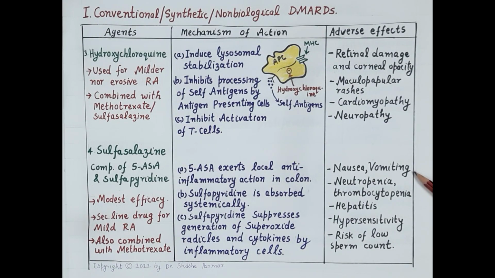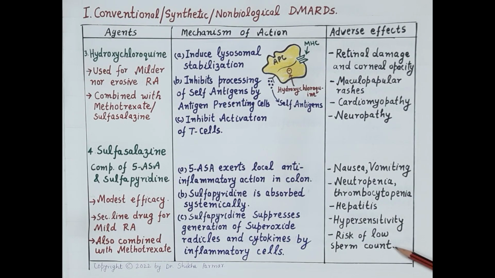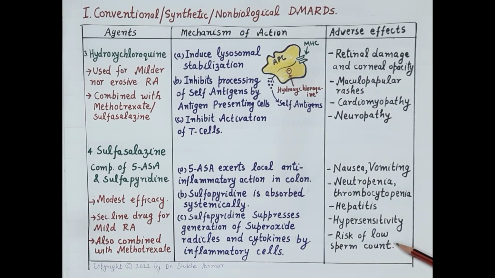Now, adverse effects of sulfasalazine are nausea and vomiting, then neutropenia, thrombocytopenia. It can also produce hepatitis. It can produce hypersensitivity as it is a sulfa drug, and it may also be associated with low sperm count.